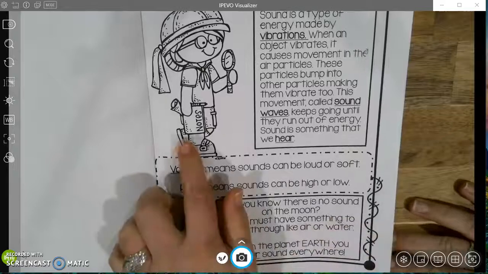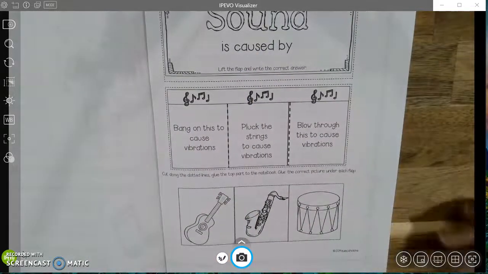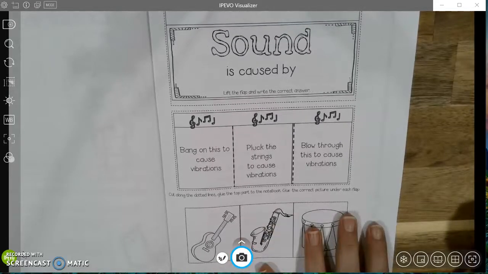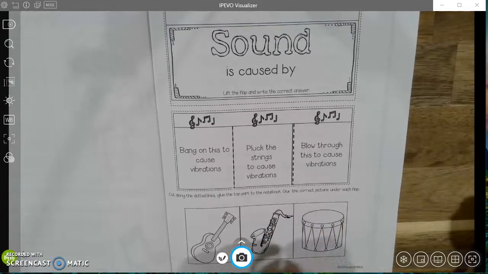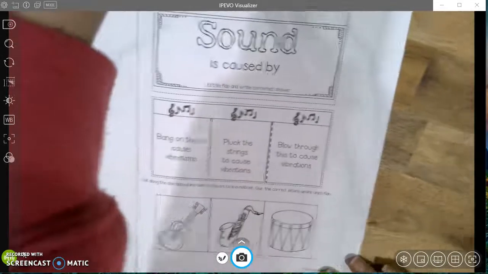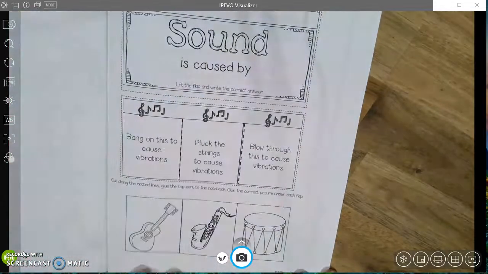If you want to go back through and color your people, you can. Okay, so this page is supposed to be cut out and put into a notebook, but this is really the only page that is to be like that. So we're just going to leave it in here, and we're just going to write on it instead. I have to turn this a little bit so I can write.